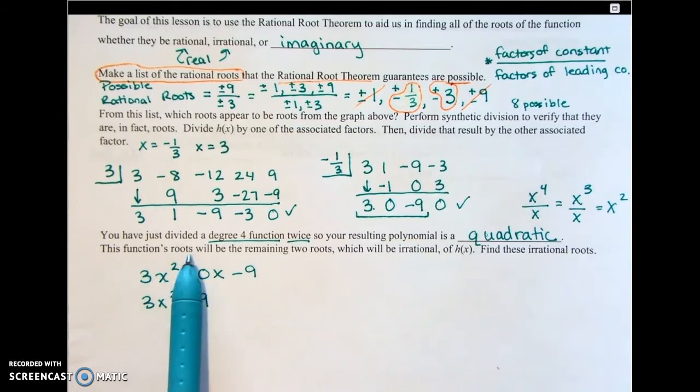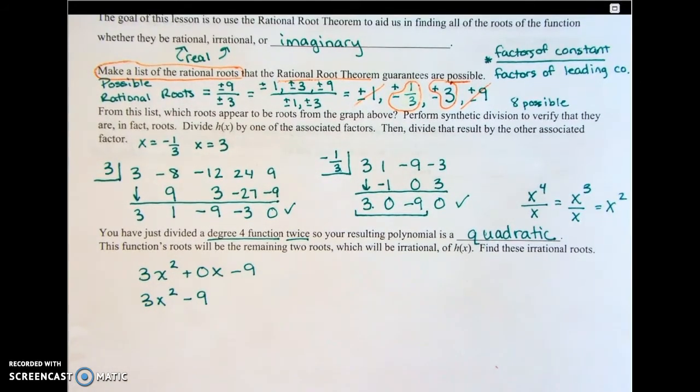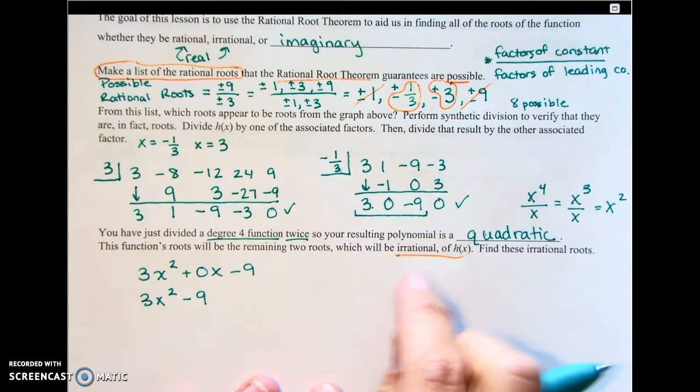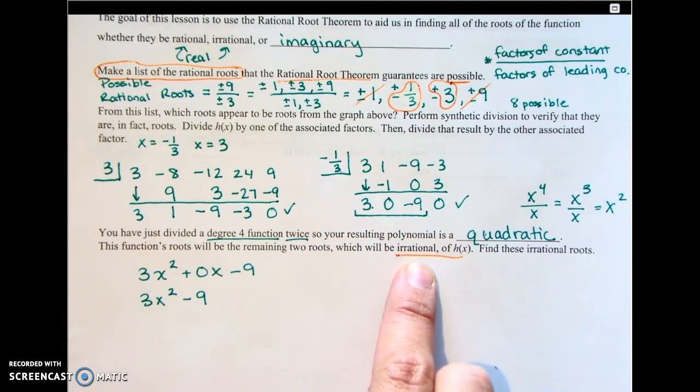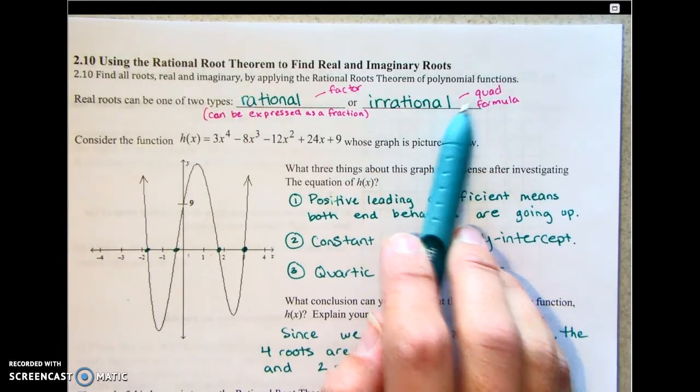This function's roots will be the remaining two roots, which will be, what word is this? Irrational. What did I tell you about that? Where are the irrational roots going to come from? Top of the page. From what? The quadratic formula.